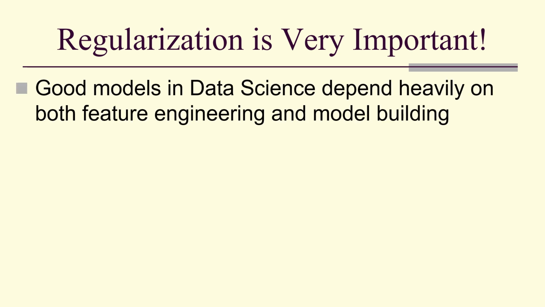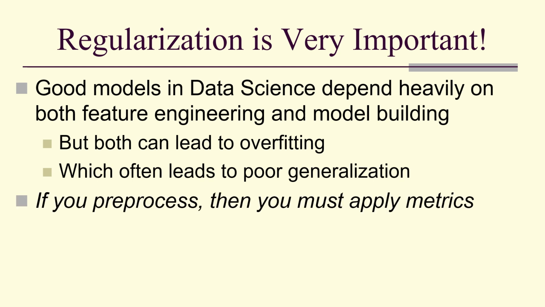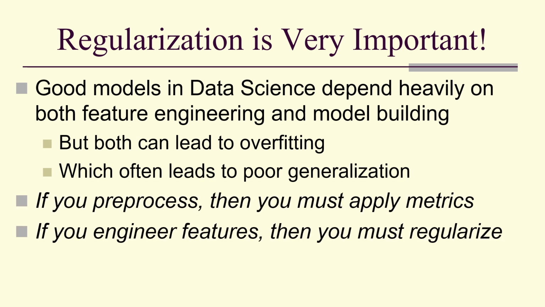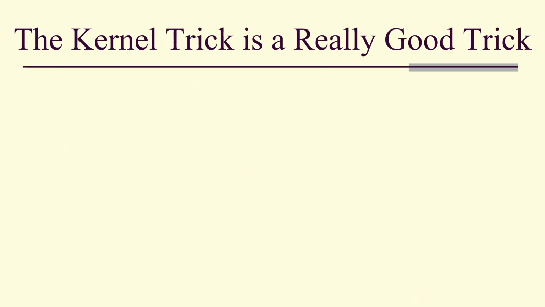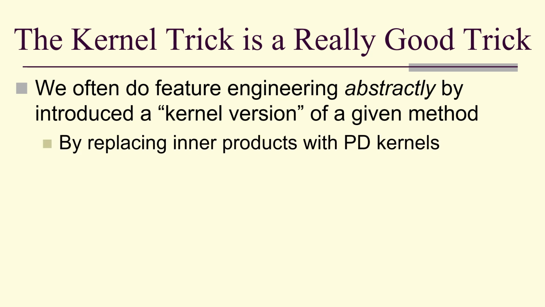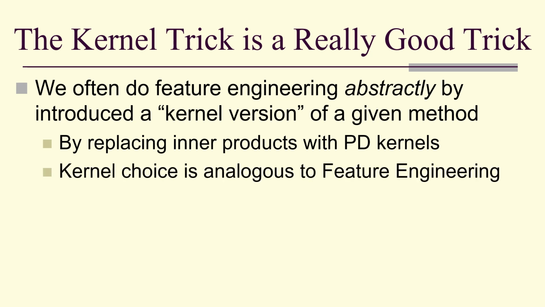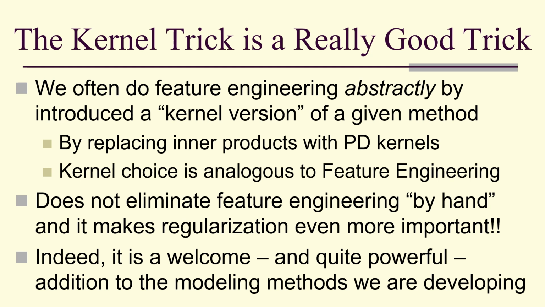So regularization is very important. Good models in data science depend heavily on both feature engineering and model building. Both can lead to overfitting, which often leads to poor generalization. If you pre-process, you're going to have to apply metrics. And if you engineer features, you have to regularize. So to guarantee that every aspect of a final model is informed by the data and not contrived by the modeler, we often do feature engineering abstractly by introducing a kernel version of a given method, replacing inner products with positive definite kernels. The kernel choice is analogous to feature engineering. It doesn't eliminate the need to do feature engineering, quote, by hand, and regularization now is even more important. But it's a welcome and quite powerful addition to the modeling methods we are developing.